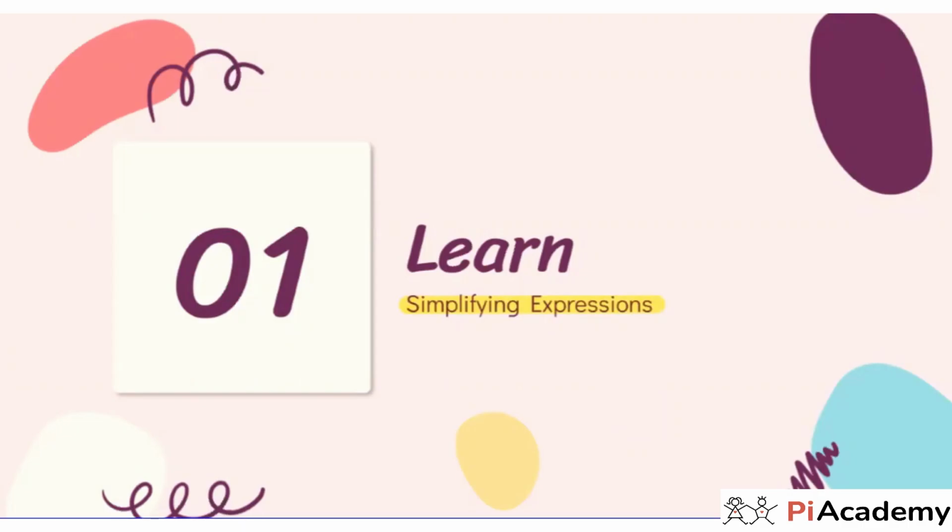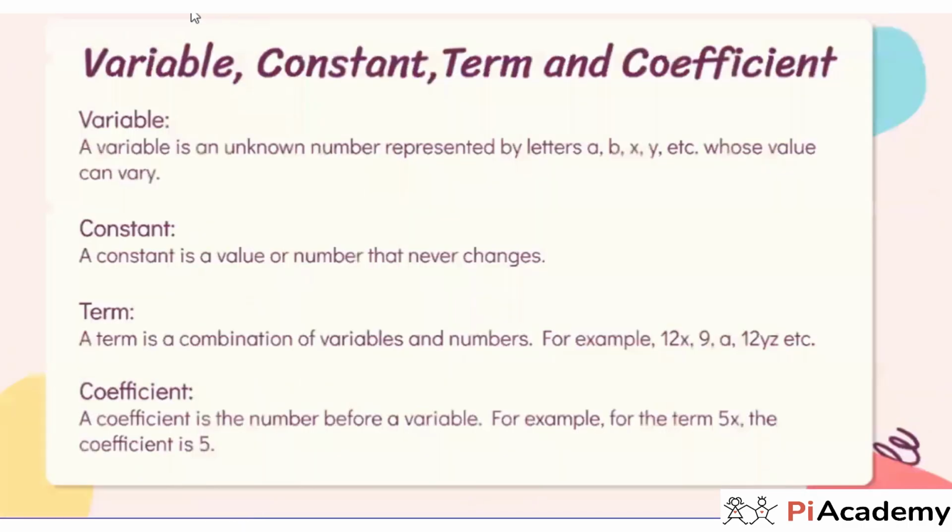Okay, so let's have some theory. As I told you, we are starting with the definitions. Here we have the variable, then constant, then term, and then coefficient. So first of all, variable. What is a variable? Anyone want to answer this question?